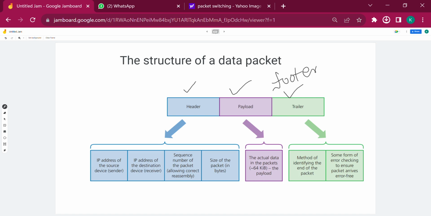In the next classes, we will discuss how we are going to switch different packets across the network and what the advantage is of using packet switching, or transferring the data in the form of packets. But for today's lesson, it's quite enough to understand this concept that we are dividing the data into packets for quick transmission.